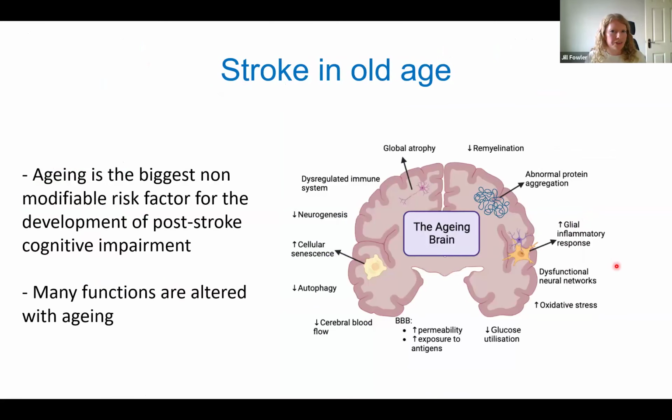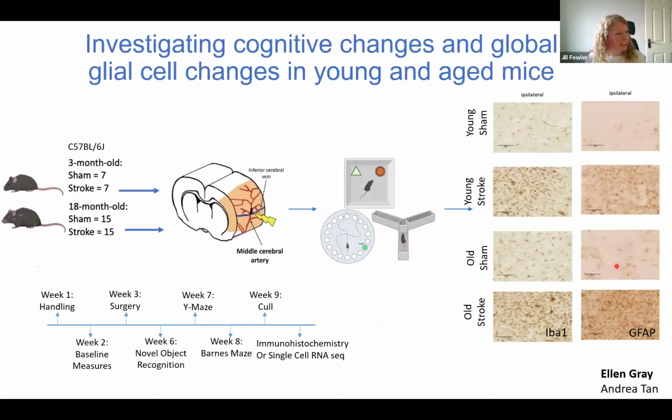So I'm also interested in other risk factors. So for example, aging is the biggest non-modifiable risk factor for the development of post-stroke cognitive impairments, and many functions in the brain, such as reductions in cerebral blood flow and increased oxidative stress, are altered with aging. We've undertaken one study where we compared and contrasted stroke in either 3-month-old mice or 18-month-old mice. And these mice had a battery of cognitive tests, and then they were culled 6 weeks post-stroke. So we're characterising the pathological changes in these at the moment.